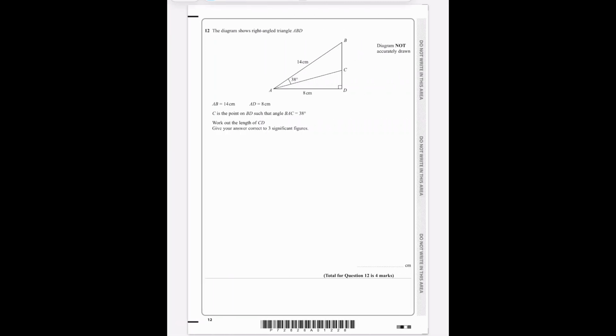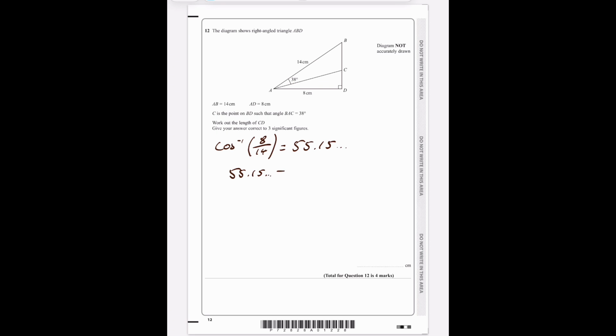For question number 12, we've got ourselves a right-angled triangle. First thing I'm going to do is work out the angle BAD by doing inverse cos of 8/14. That's the adjacent over the hypotenuse. It comes out as 55.15. That's the whole angle there, BAD.